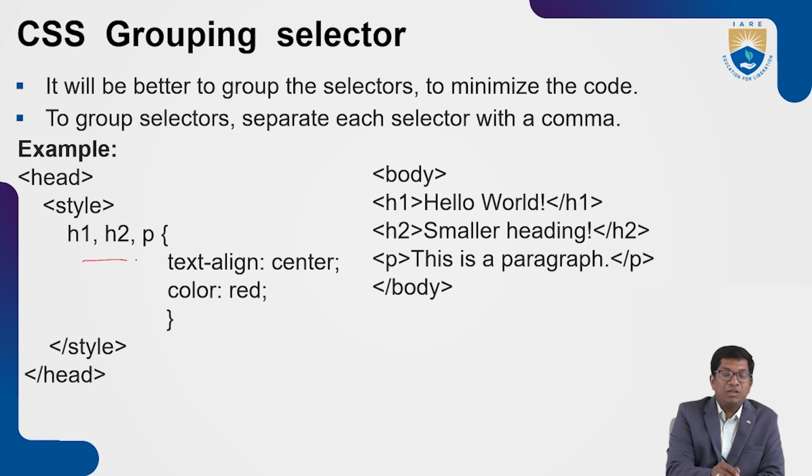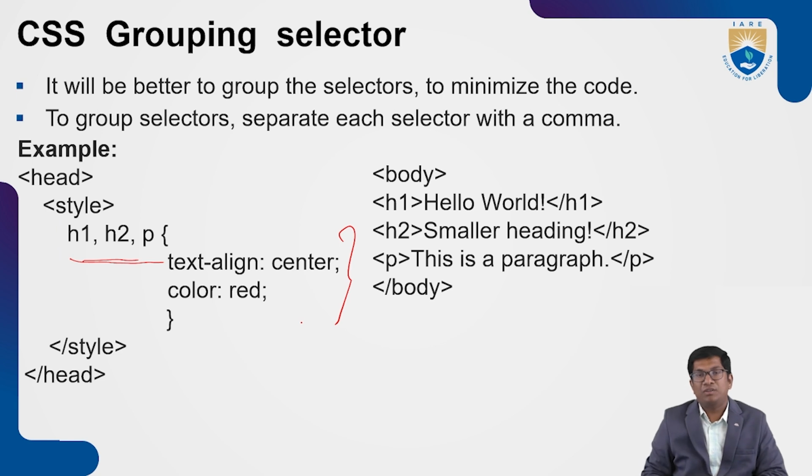See here, in the internal style sheet, H1 comma. Each one you have to separate with a comma: H1 comma, H2 comma, P. Between curly braces, write your properties. So we can reduce the size of your coding, right? And we can apply the same properties for all the elements.